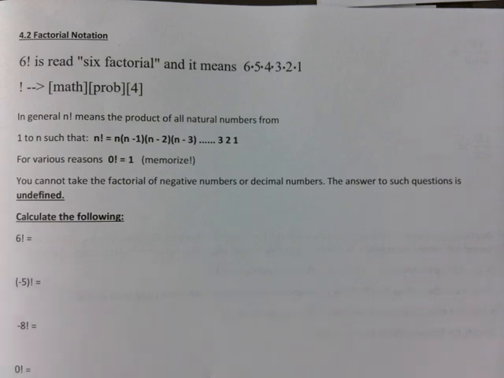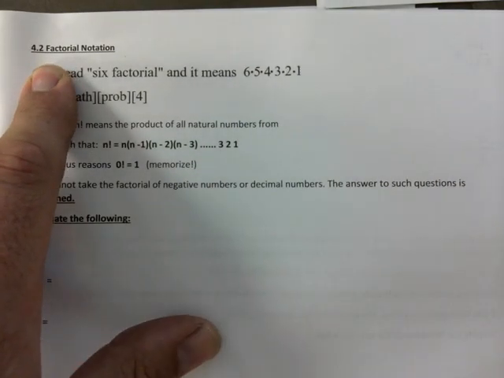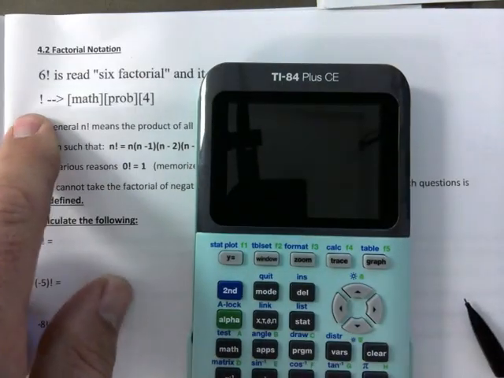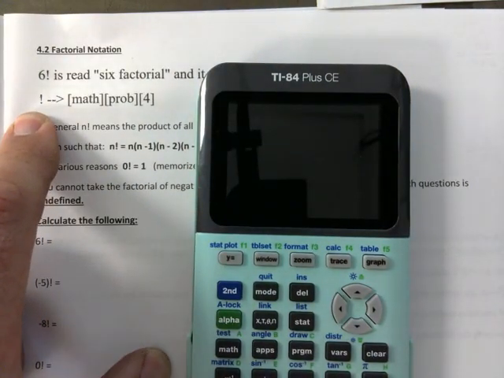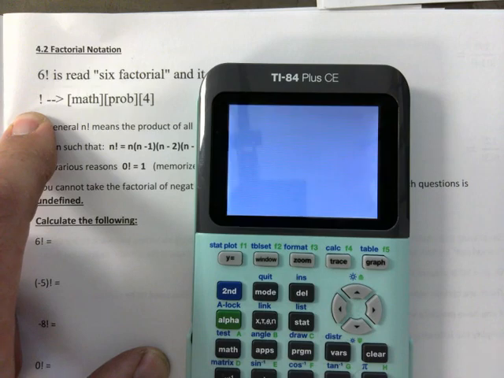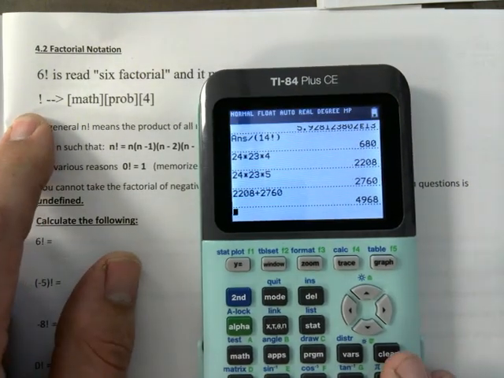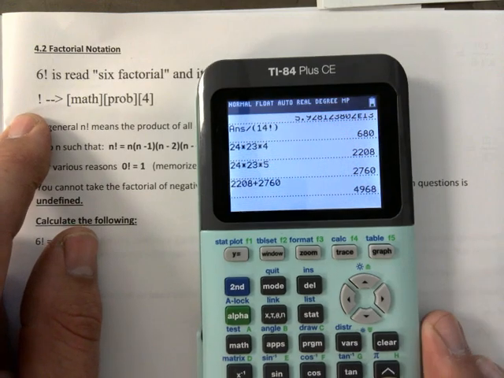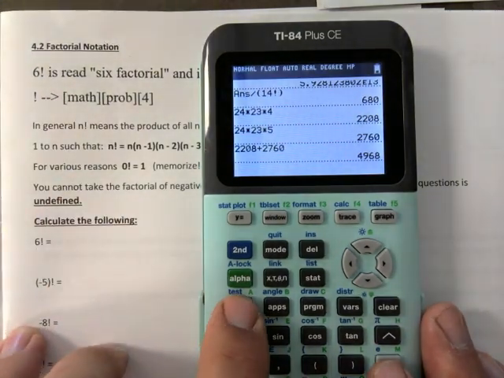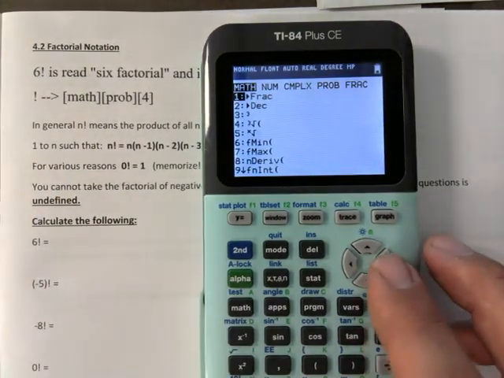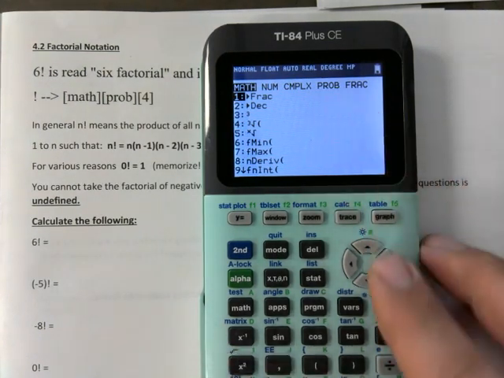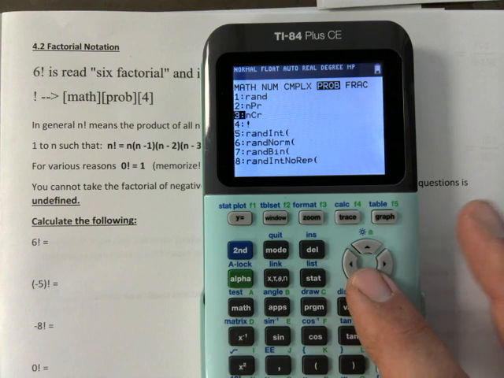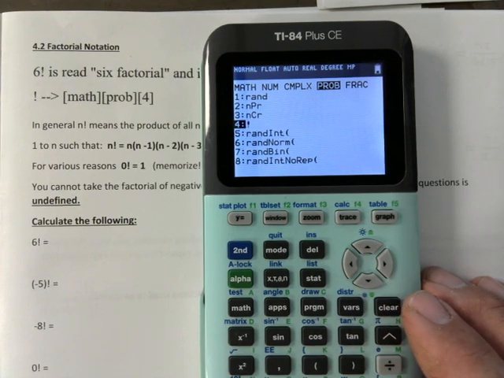So here we go. Factorial notation. Let's get that out of the way. I want you to know where that symbol is. The exclamation mark, that is factorial. I really dislike how they did this part. To find that is like a needle in a haystack, right? But anyways, you press math, you go to probability. So you got to go sideways all the way to probability, and that's where you see the exclamation mark.